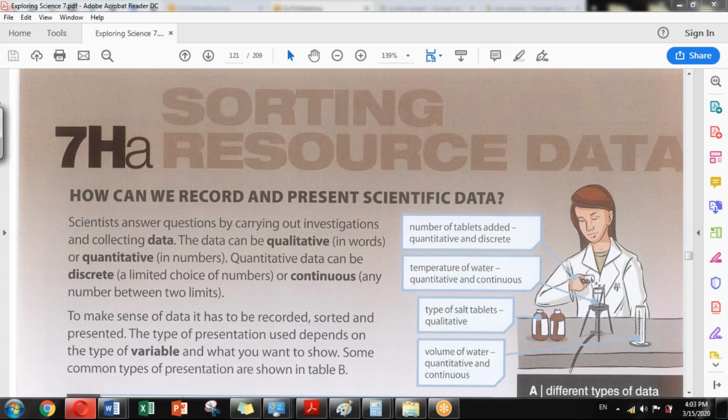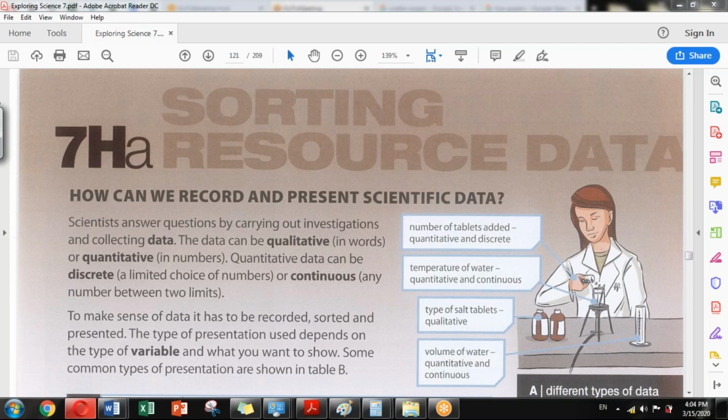Hello, dear students. This is chemistry, the second topic of Unit 4. The name of the topic is sorting resource data. In math, physics, biology, and chemistry, scientists have to prove their hypotheses, their ideas. After proving a hypothesis, it turns into a theory.